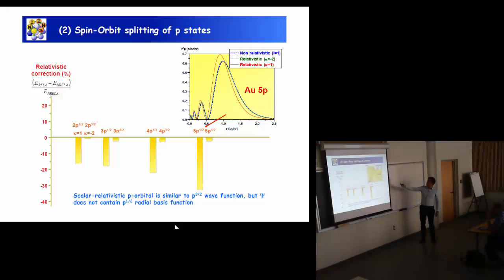For the p orbitals which are p 1.5, for which we see that there is a very strong contraction, you see that you have, like s orbitals, a very strong variation. Okay? And one more time, this orbital will have some relativistic mass enhancement. This one for sure not. But by orthogonality, you will have this effect.